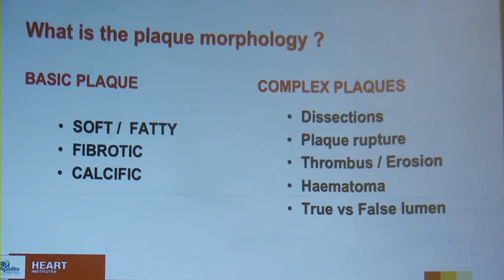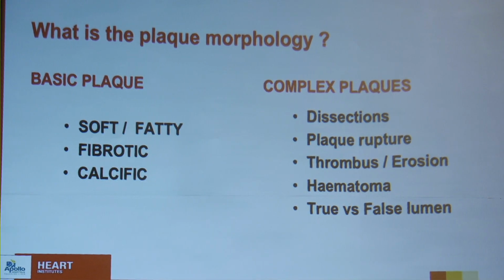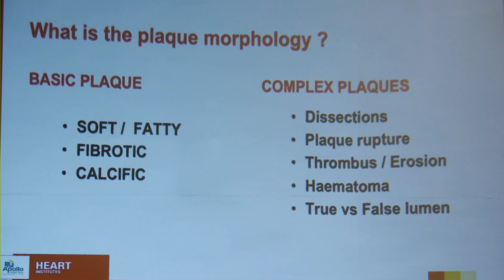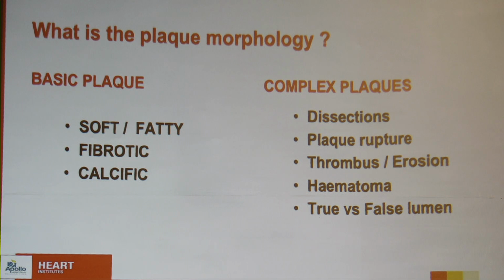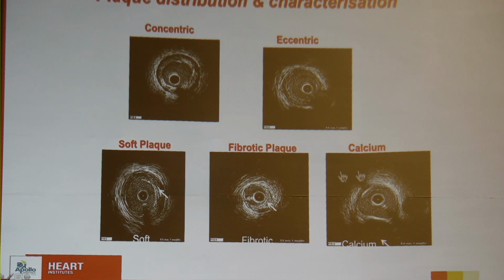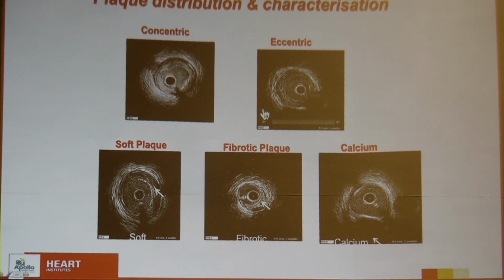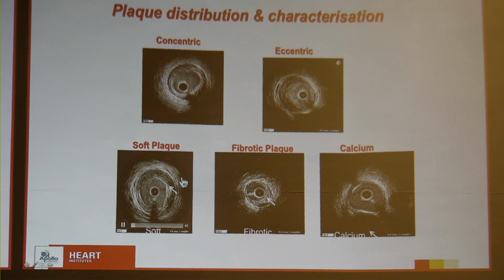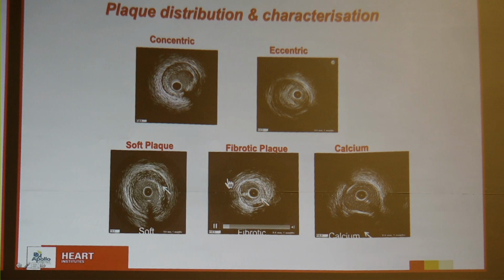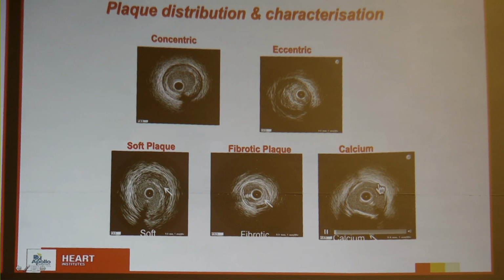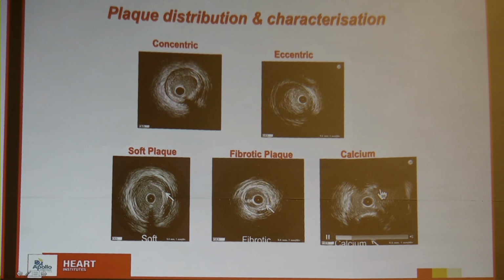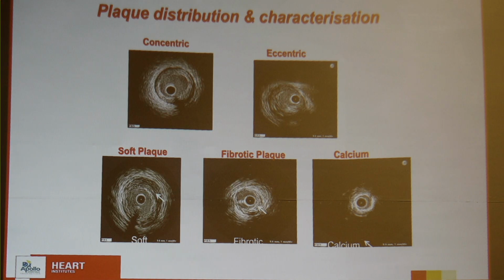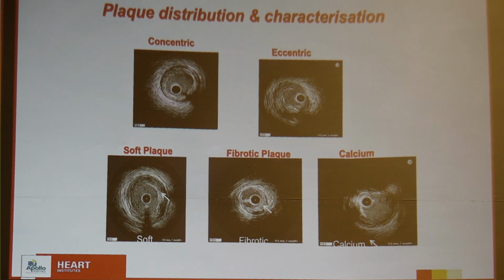Now there are 3 basic types of plaque: the soft, fatty, fibrotic or calcific. And there are 5 types of complex plaques: dissections, rupture, thrombus, erosion, hematoma, true and false lumen. Now let us see the 3 types. These plaques may be concentric or eccentric. There may be a soft plaque, as you see like this, a fibrotic plaque, or calcium. So whenever you see the plaque in a first step, try to find out the nature of the plaque, what is the distribution and what is the characterization.